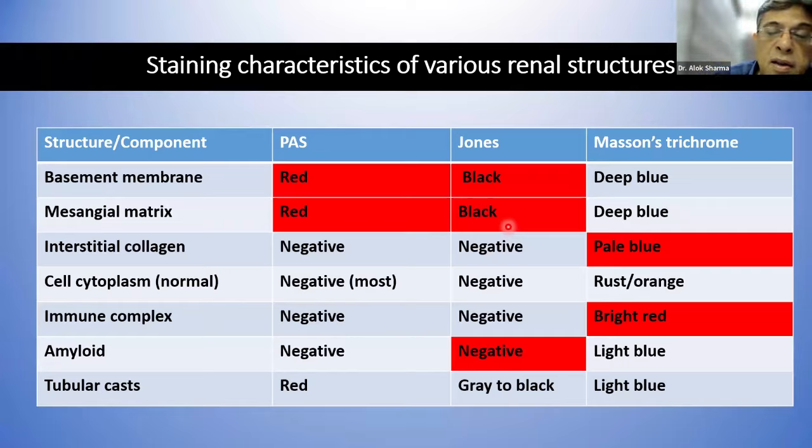So these are the criteria which you need to keep in mind. And this is the reason we do multiple stains, so that we don't miss out on a good examination of any of the parenchymal elements, right?